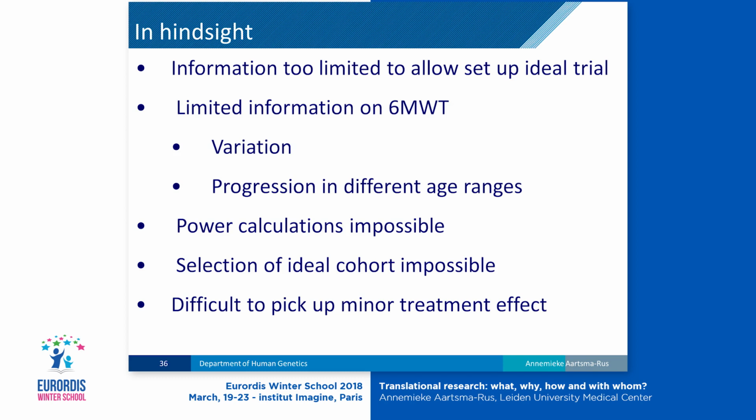The ideal cohort was not selected, because what you want is patients who are progressing slowly, when you still can have a therapeutic effect, and not patients who are stable or are progressing very quickly. And I think if this therapy was a miracle cure, we would still have picked something up. But the problem was that if there was an effect, it was only minor.